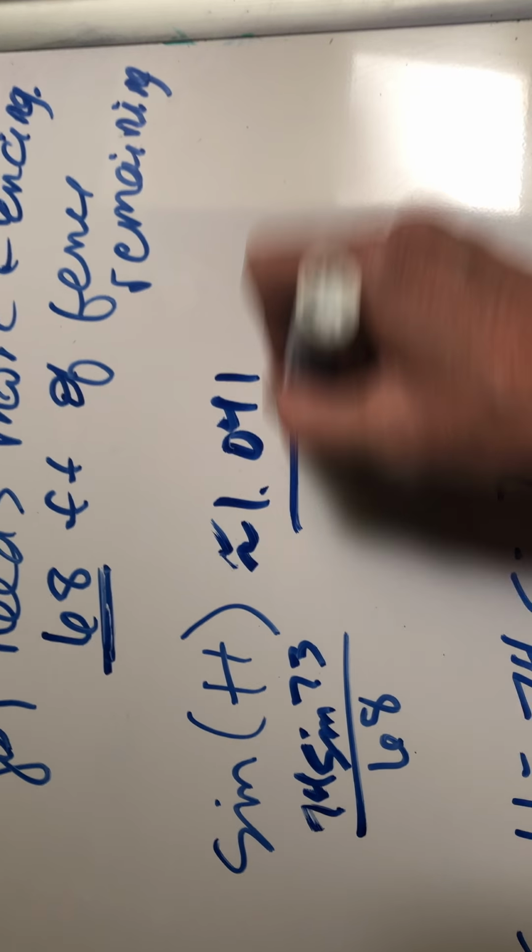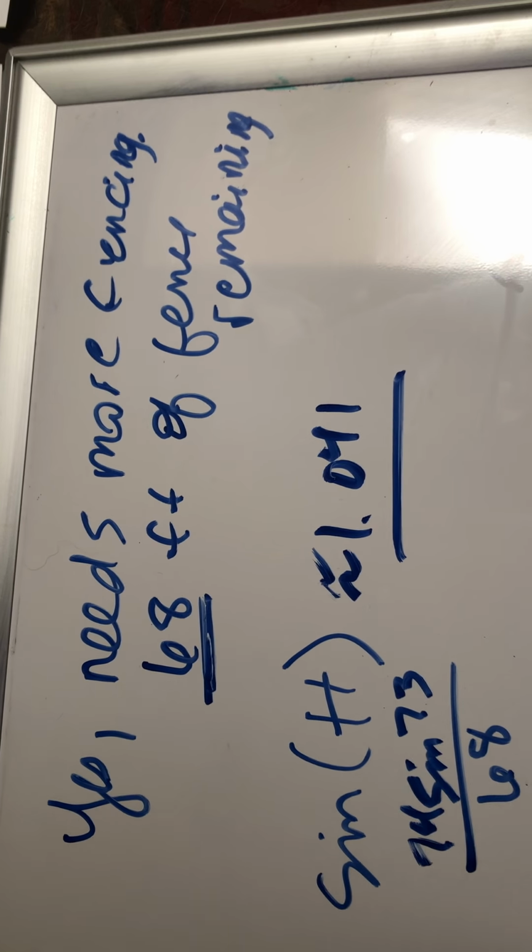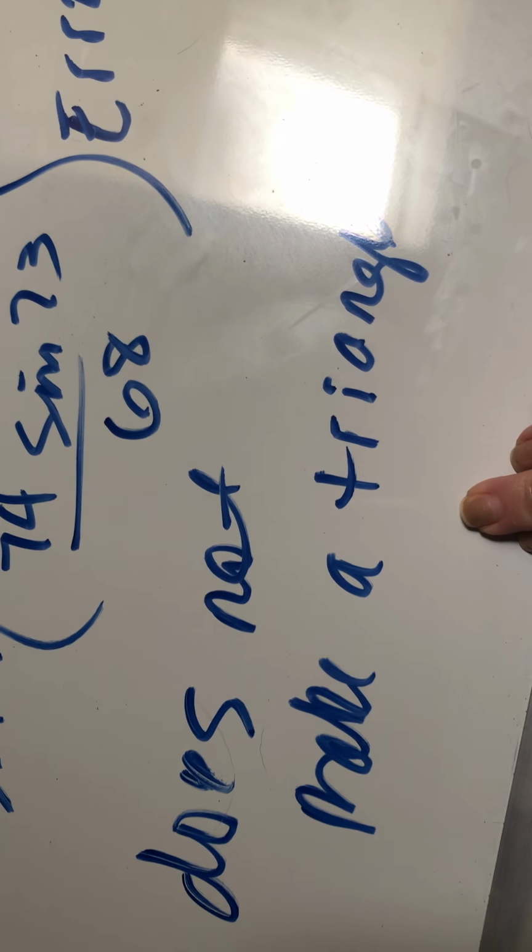So that's something that you're going to have to fill in as well. So the deal is it did not make a triangle. When we did it, we got an error on this. We got a domain error, so it didn't work out. So it's not a triangle.